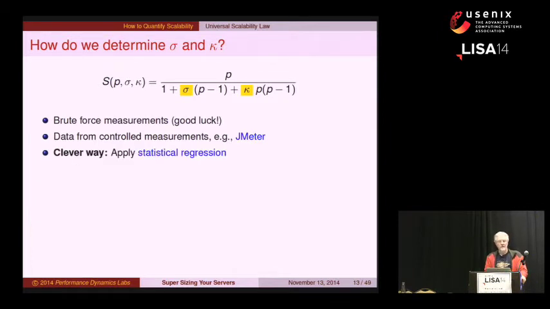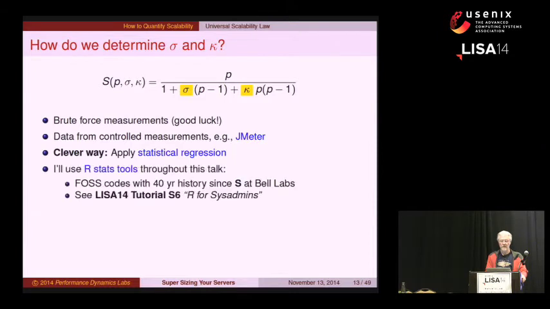So rather than brute force, the clever way is to use statistical regression. And there's been a few talks about that here and some Sunday tutorials on those subjects. So that's pretty nice. So some of you already have a background in that. I'm not going to get into that in great detail today. I'll just show you how I use it. So I'm going to use R.